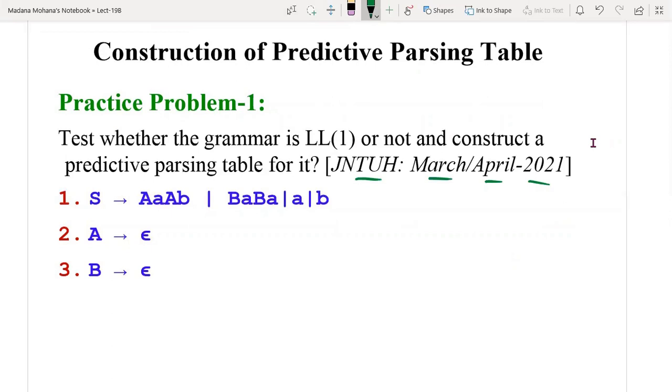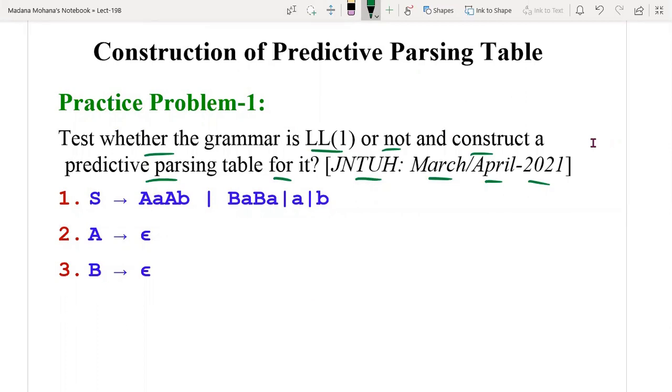The question is given like this: test whether the grammar is LL1 or not and construct a predictive parsing table for it. So this is the grammar with S, A, B, and the productions are given. So all the 4 steps we have to follow. First, you can check whether left recursion, ambiguity, or non-left factoring is there. If so, you can remove all of these.